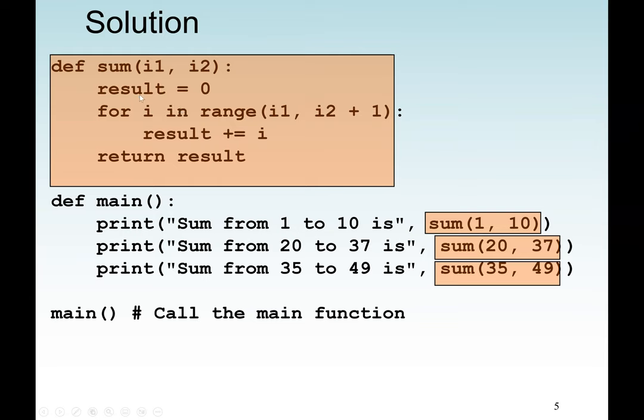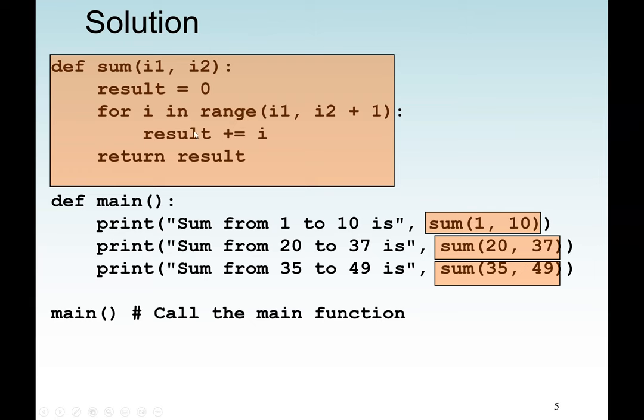Now, we can call this function as many times as we want. From our previous code, we were looking for the sum of numbers from 1 to 10, 20 to 37, 35 to 49. But this time, we wrote a user-defined function only once, and we called the function three times. This time using different parameters, the values.